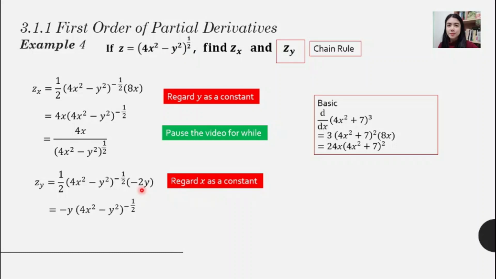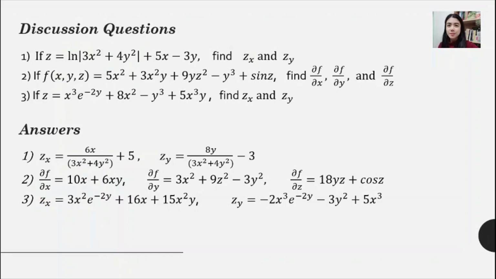Now simplify it. 1 over 2 multiplied by negative 2y will give you negative y. And you have negative 1 over 2 here. So for the negative 1 over 2 here, this bracket becomes your denominator. So we have the fraction as this one. So this is the answer for example 4. Now try to do this discussion question.